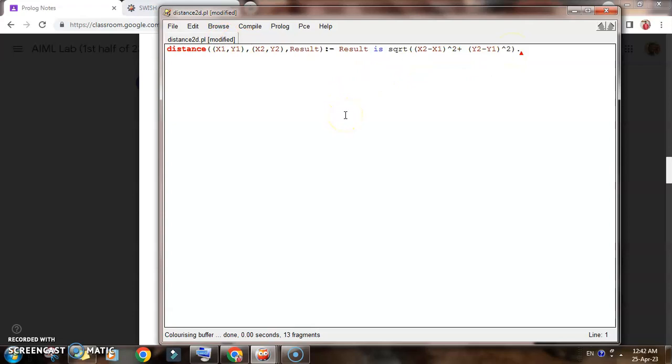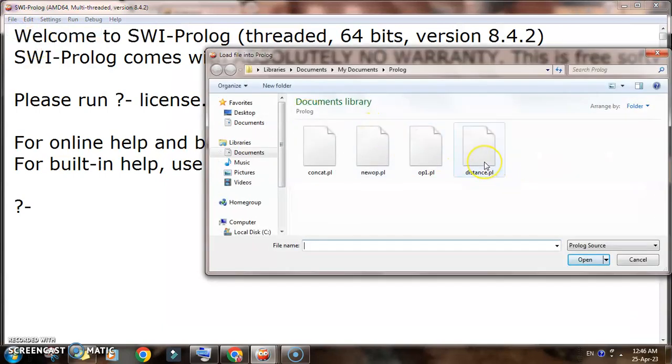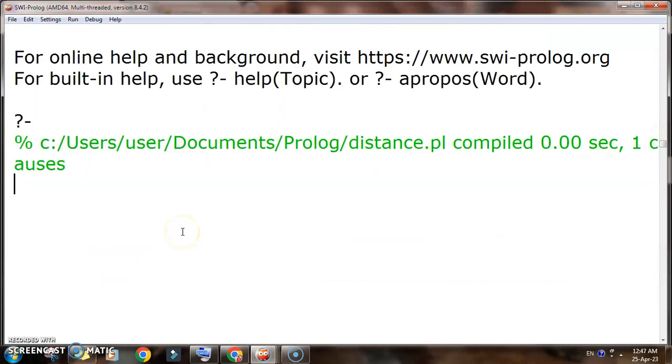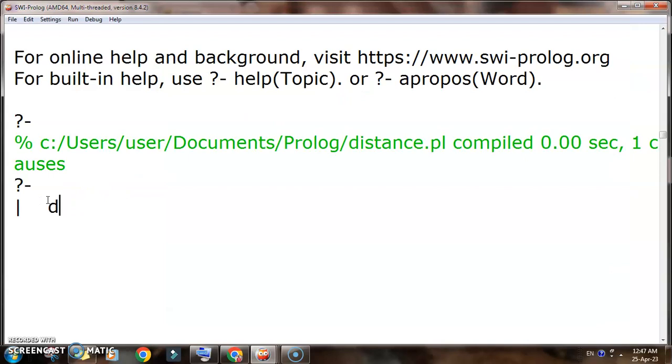I will save this now. So the program is saved, and now we will consult this distance. Okay, so you will observe that it is now compiled, and now we will check whether we are getting the correct answer or not. So we have used the distance predicate. I will pass 0 0 and 3 4. These are the values, and I want the result in R, suppose. So I will take R and then dot and enter.